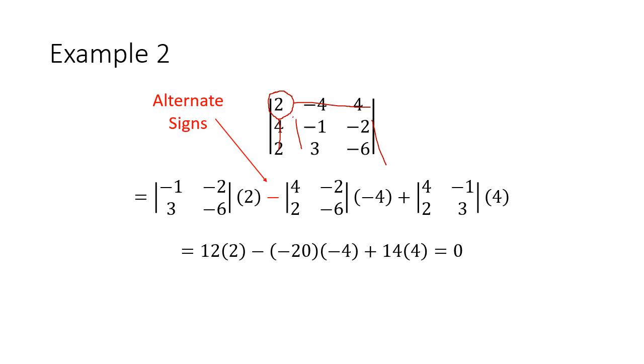Remember to alternate the signs, do all the arithmetic, and we should get 0, which means these vectors are coplanar. It means the volume of that parallelepiped would be 0, which means there is no volume, which means they're all in the same plane, or they're coplanar.